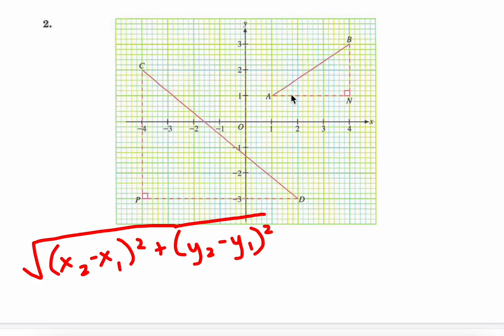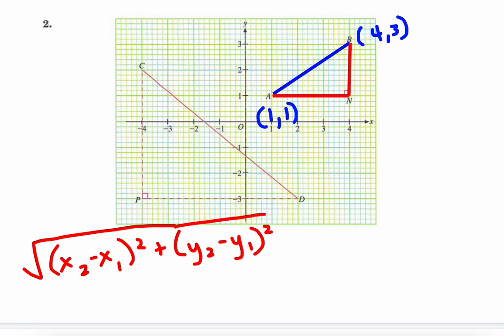So once you master this formula, you actually don't even need your graph, which is the beauty of it. You just need their coordinate pairs, which you can find from a problem, and then you wouldn't even need to do any counting. All right. So I have my coordinate pairs. Let's write those down. I have for B 4, 3, and for A 1, 1.